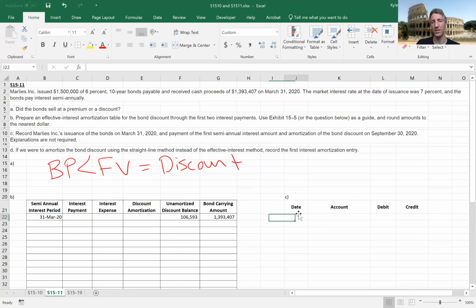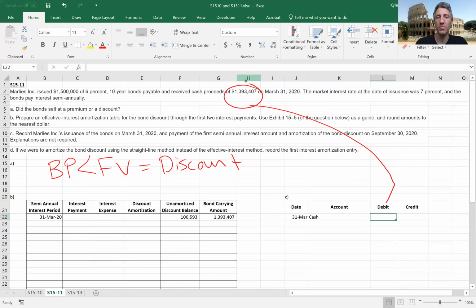So looking at that in a journal entry format, think about, well, what happened here? Why do organizations even issue bonds? They issue bonds to raise cash. So cash here we know is going to go up. So I'm going to debit cash. And I'm going to debit cash because they received $1.3 million, because that's the cash proceeds of this bond issue.